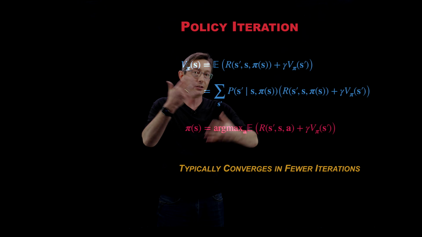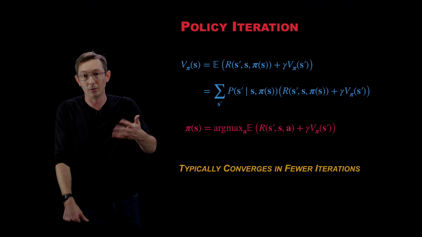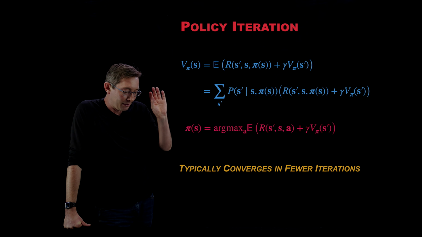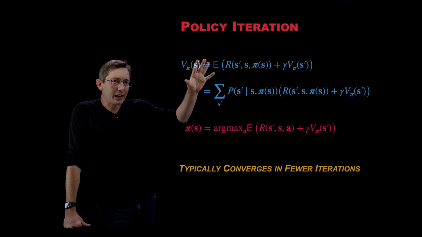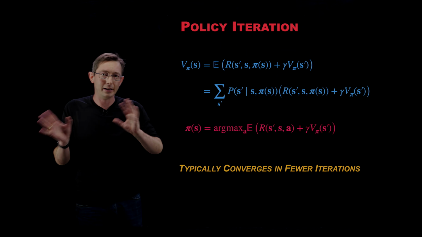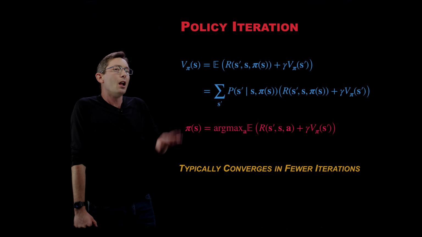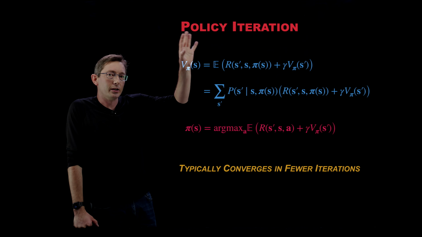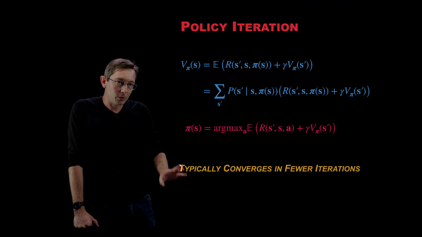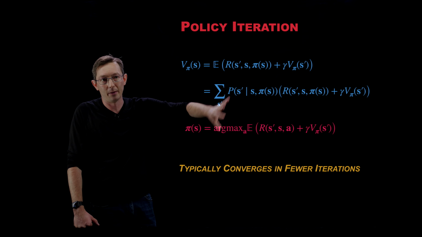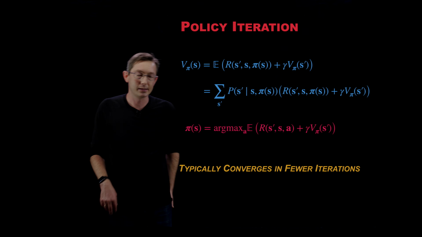And this iterative procedure, you iterate until some convergence criteria. This is a lot like the alternating directions optimization that we see in machine learning. Policy iteration often converges in fewer iterations than pure value iteration, so this is often a preferred approach in a lot of cases.